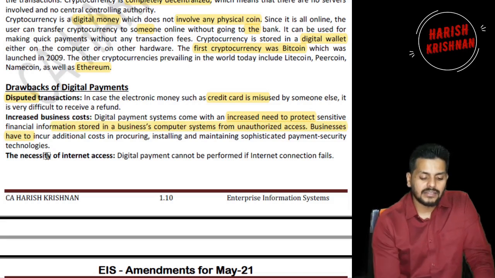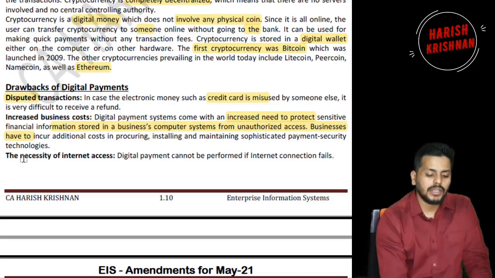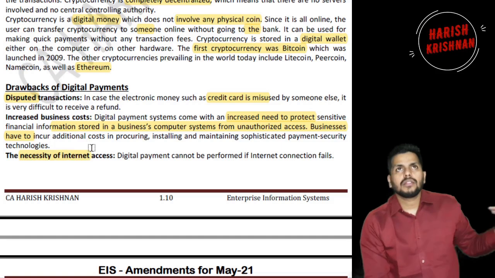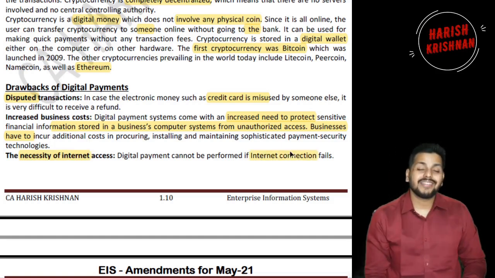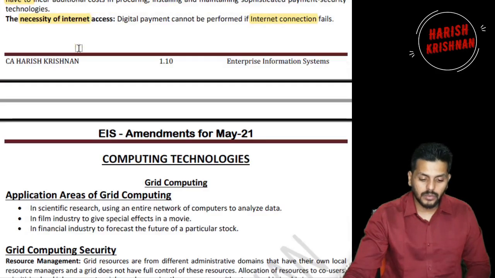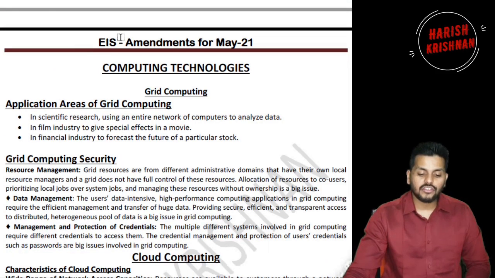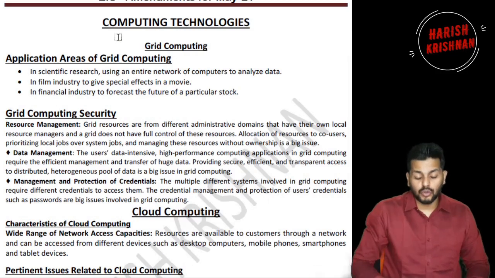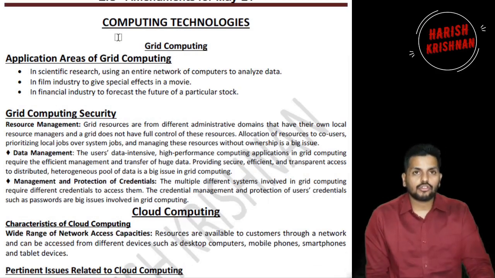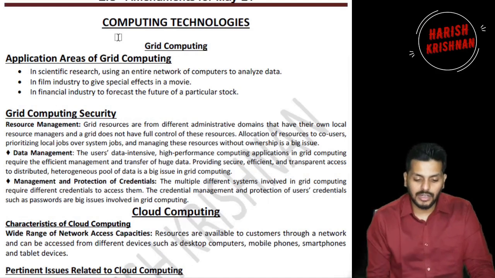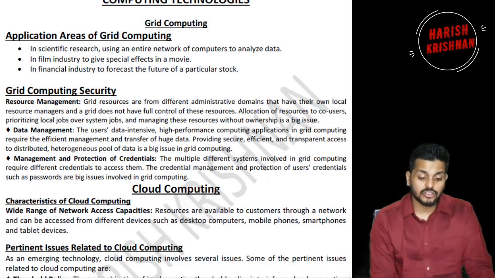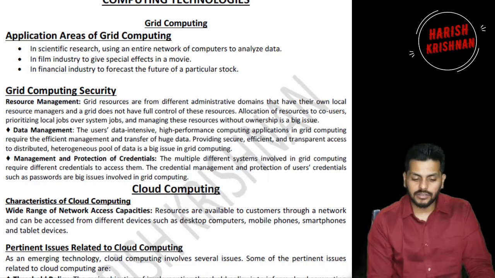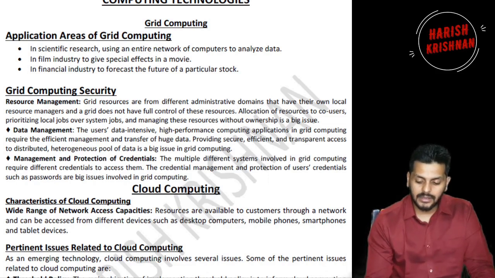And lastly, necessity of internet. I think we saw this in the beginning of this chapter also. No internet, no e-commerce, and no digital payment. So if the internet fails, none of this will actually work. Okay, so these are the changes pertaining to the first 2 parts of chapter 4, which talk about e-commerce and digital payments. Now we are moving on to the last part of the 4th chapter, which is going to talk about all of the computing technologies, where the first one is grid computing.